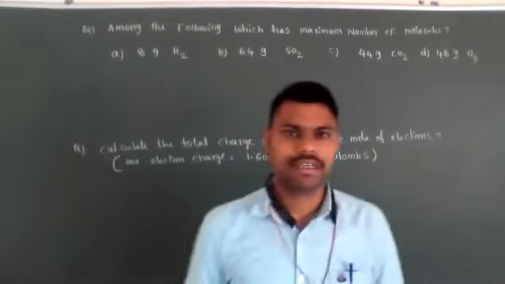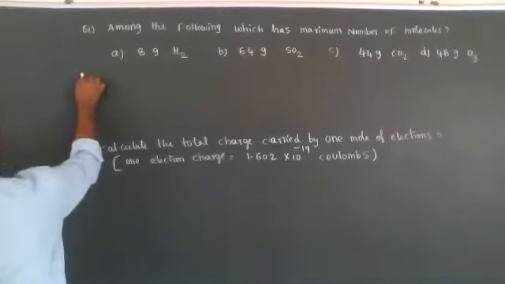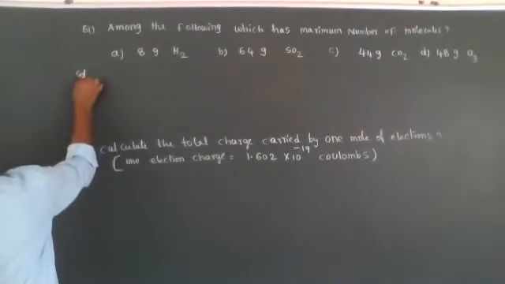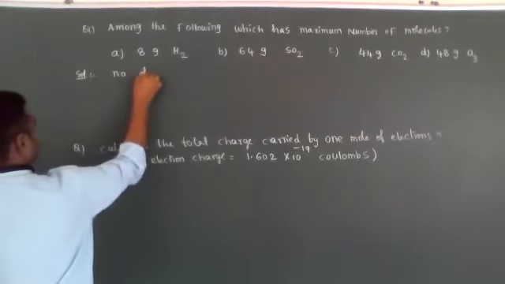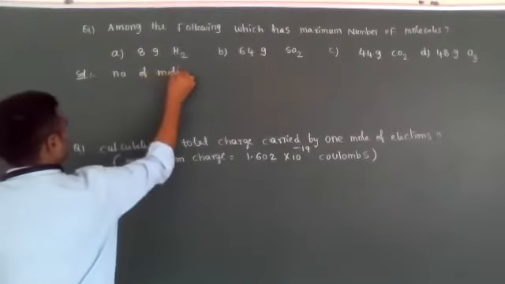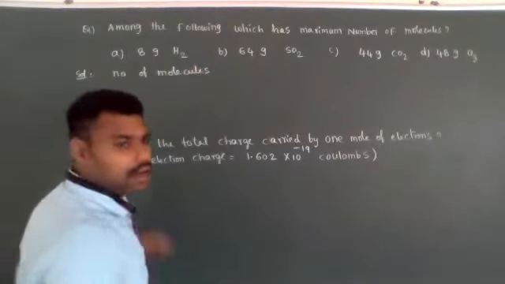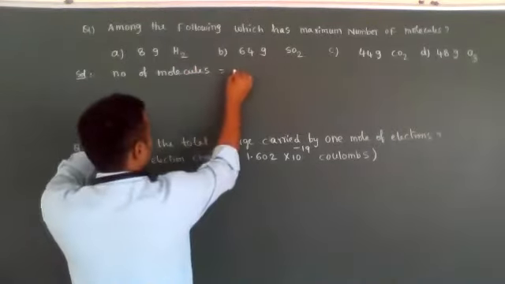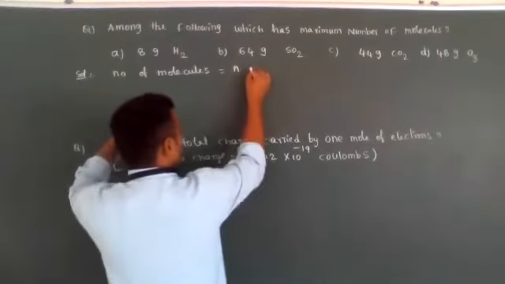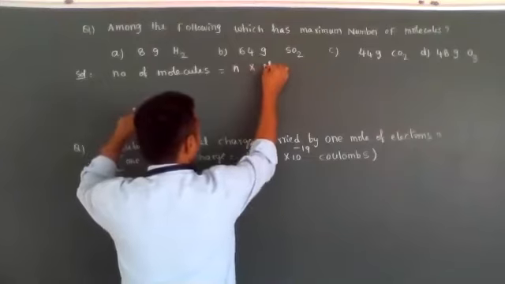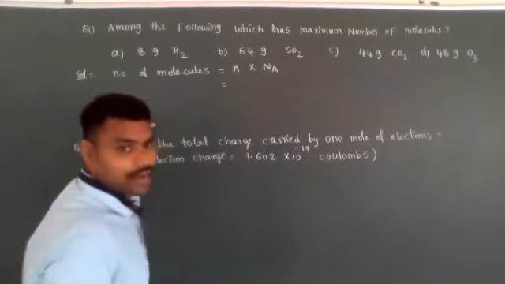The first question: which has the maximum number of molecules? So the solution is: the number of molecules is equal to the number of moles, small n, into Avogadro number. What is the formula for the number of moles?